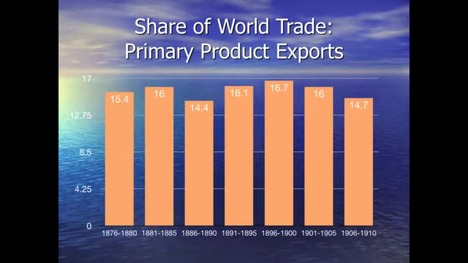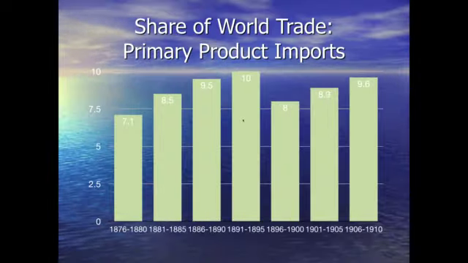Primary products, very much stable, between 14.4% and roughly 17% for exports. And from the import side, again, relatively very stable, 7% to 10% during that particular time period.